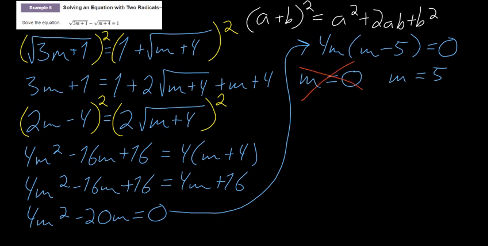Now let's plug in a 5. So let's just do this in our head. Well, kind of in our head. All right, 5 times 3 is 15, 15 plus 1 is 16. The square root of 16 is 4. And then minus, 5 plus 4 is 9. The square root of 9 is 3. And 4 minus 3 does indeed equal 1. So my solution to this equation is going to be m is equal to 5.